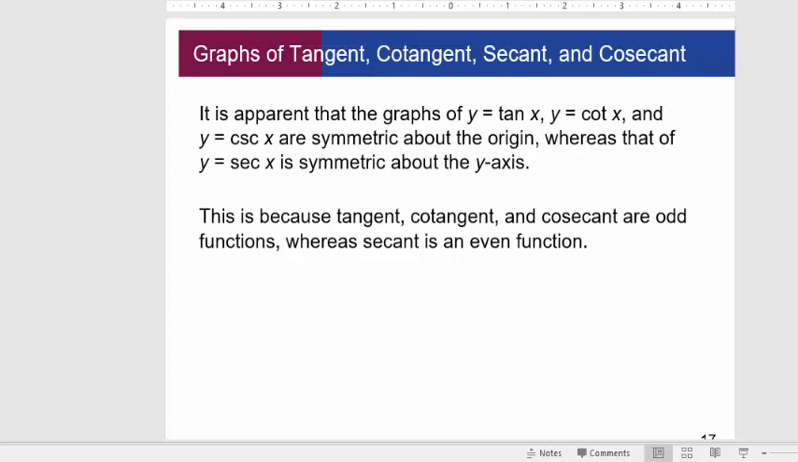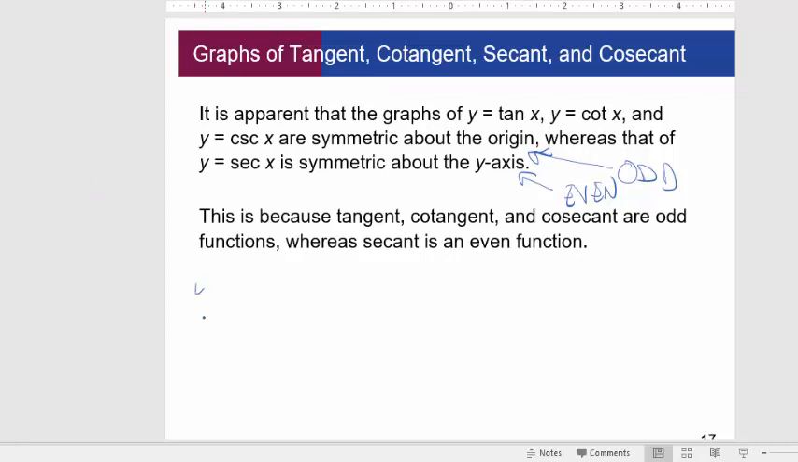But again, why does this work? Because the cosecant is the reciprocal of the sine, so that's an odd function. So therefore, cosecant is an odd function. And the secant is the reciprocal of the cosine, which is an even function. Therefore, the secant is an even function. So tangent, cotangent, and cosecant are odd functions, and the secant is an even function. And we can actually show why the tangent is an odd function, I guess.